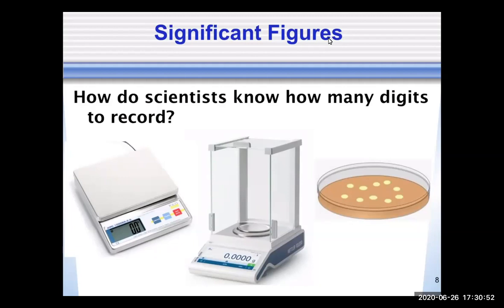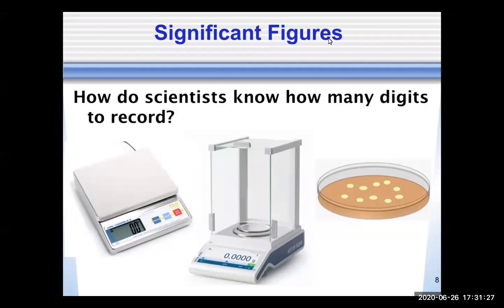Okay, in this video, you will learn about significant figures and how many significant figures to report when you're measuring an object, and also when you are carrying out calculations. Okay, so how do scientists know how many digits they will record when you write a number down? This is very important in the lab because you will be the one measuring masses, volumes, lengths, and you need to know how many digits you will write.